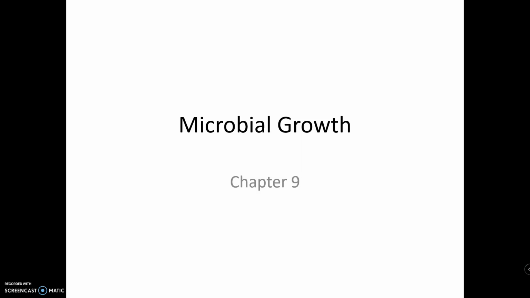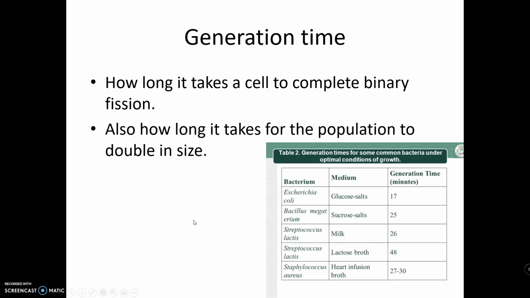In this video, I'm going to run you through some of the more important concepts in Chapter 9, which is about microbial growth. The first thing we're going to talk about in this chapter is generation time. Generation time is how long it takes for a particular species of bacteria to double or to reproduce itself. Every species is different, and it's different depending on the environment that it's growing in.